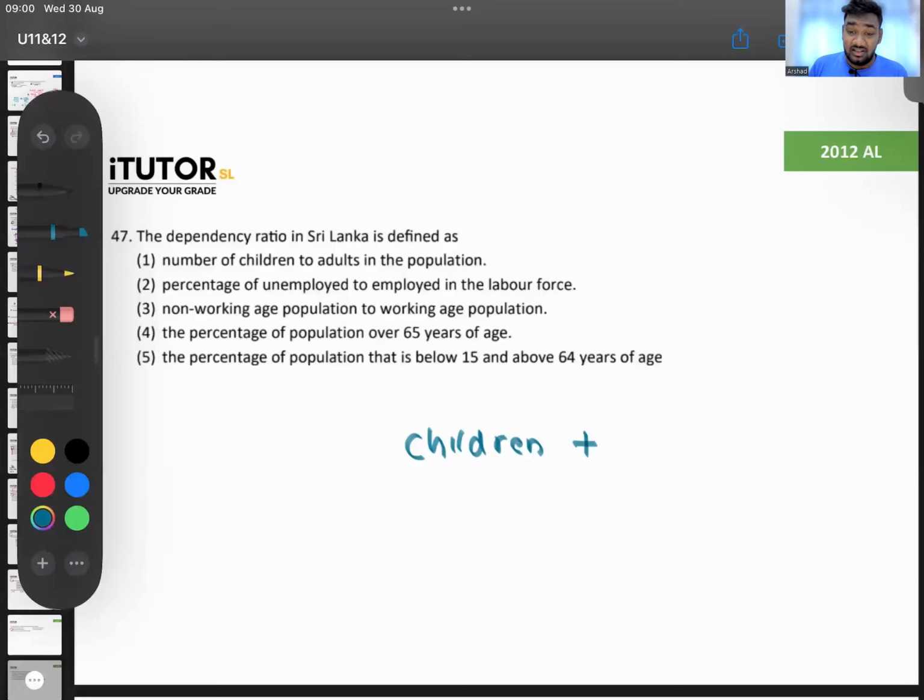Who are the old people? The old fellows, let's say 64 years and more. So this over this divided by the working age population, you get the dependency ratio. The small people are dependents. They don't have income. They have to depend on the father and the mother. The old people, 64 and up, no income. They also have to depend on their children. So they are the dependents. The dependents divided by the working age population is what you call the dependency ratio. So which one do you think is the answer?